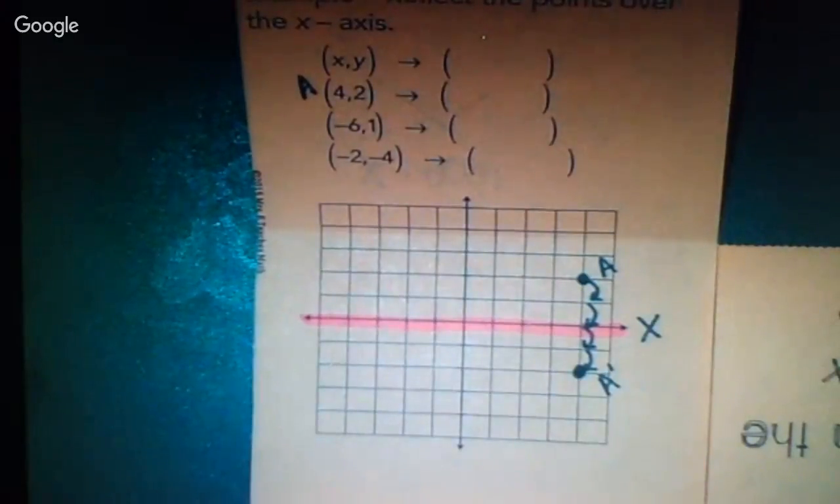It's a little apostrophe. That means prime. So for instance, if 2 transformations would happen, that point would be A double prime. If 3 transformations happen, we throw another prime there. 4 transformations, we throw another prime. Every time you see an apostrophe means that there has been another transformation. So where is my new point A prime? 4, -2.